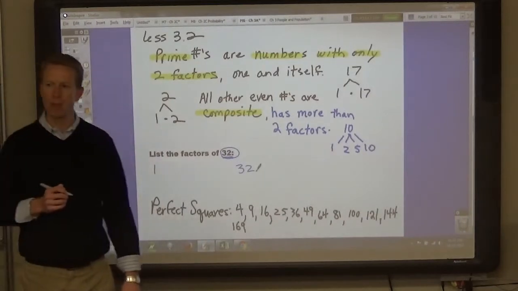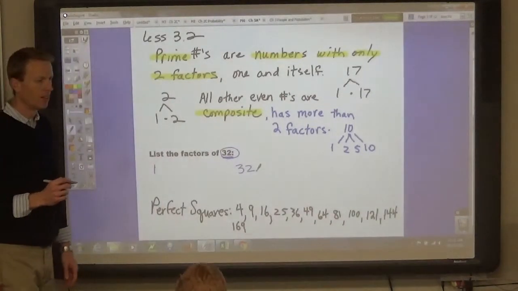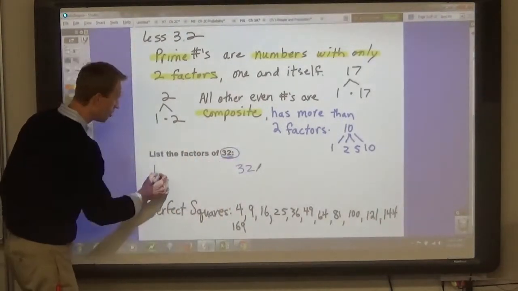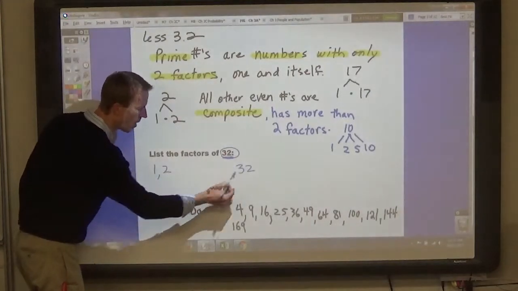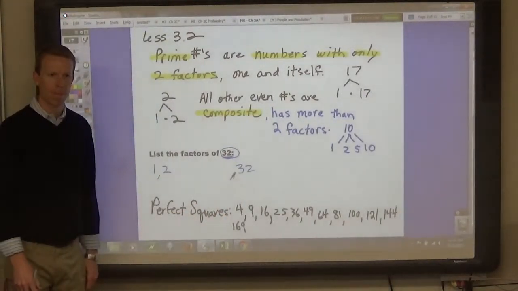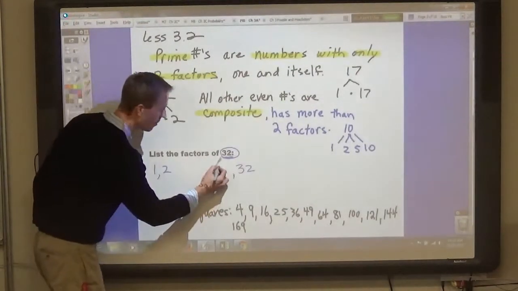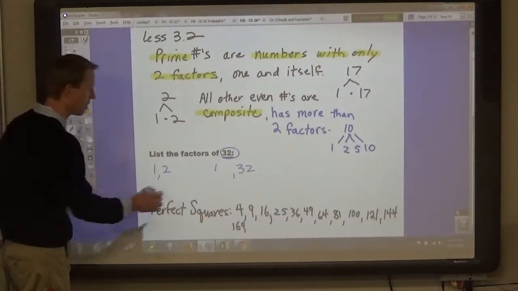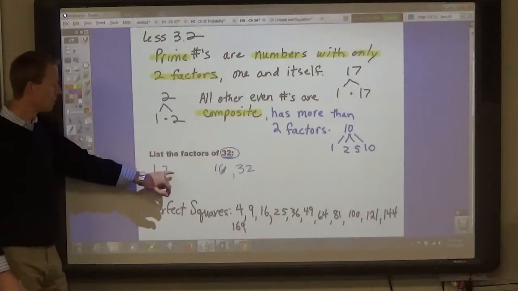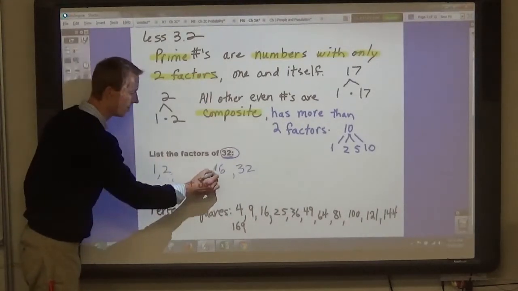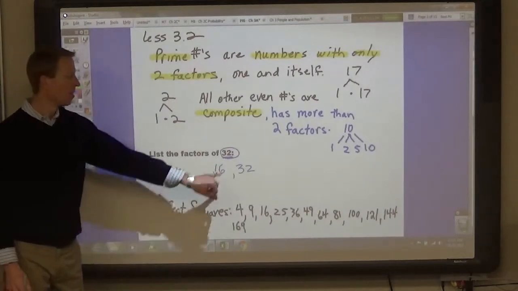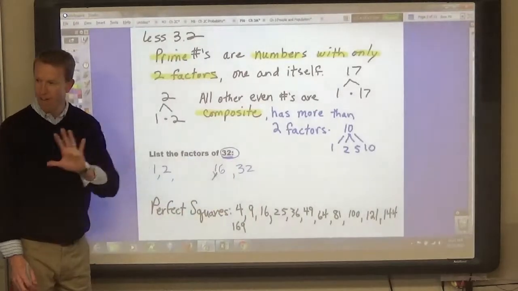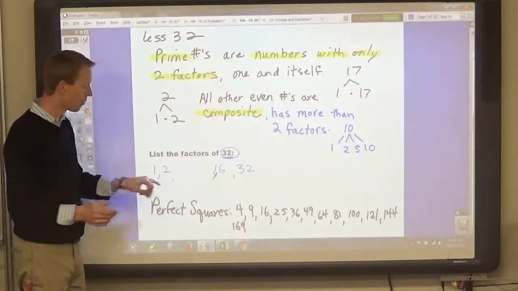Now we're going to use those divisibility rules. Is 2 a factor? Yes, because it's even. So, 2 times what? 2 times 16. Is 3 a factor? No. How do you know? Because 3 plus 2, add the digits, is 5. Does 3 go into 5? No, so 3 is not.